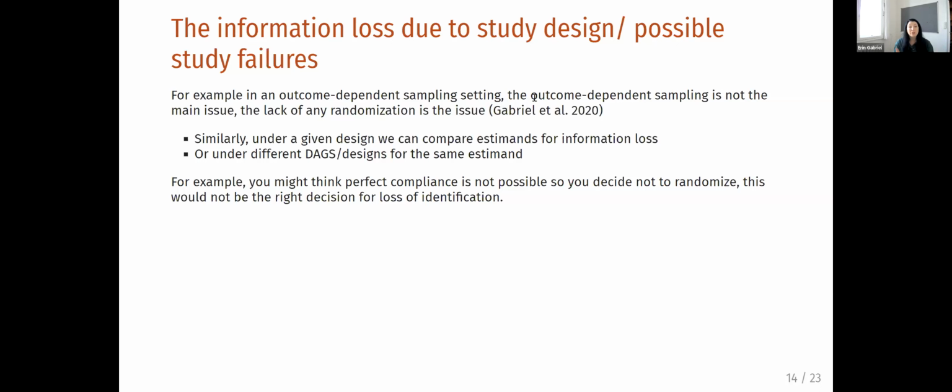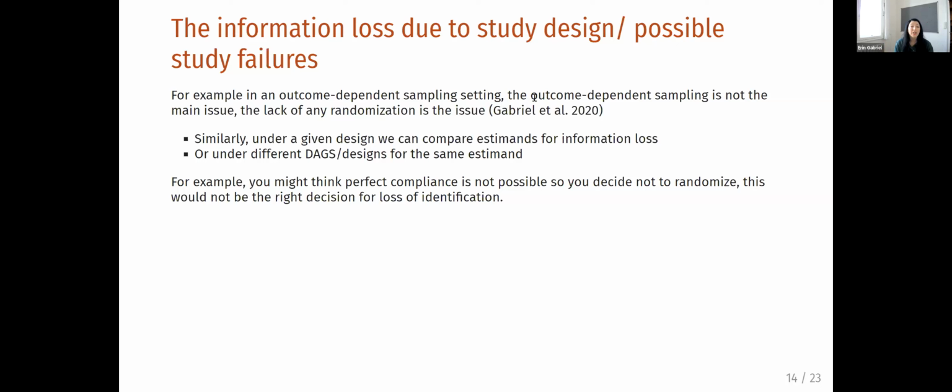So similarly, you could use these symbolic bounds under a given design to compare different estimands of interest. For instance, you would know that the probability of benefit is probably not going to be identifiable, but how much less identifiable is it than some other estimand that you're interested in under the same DAG or the same design setting?